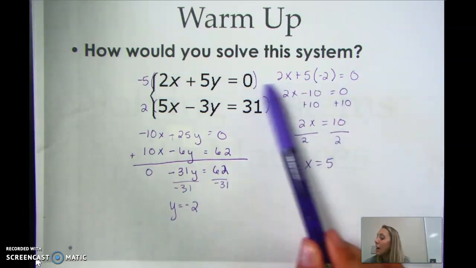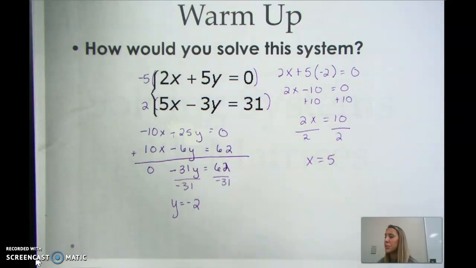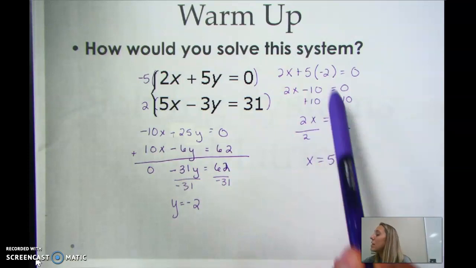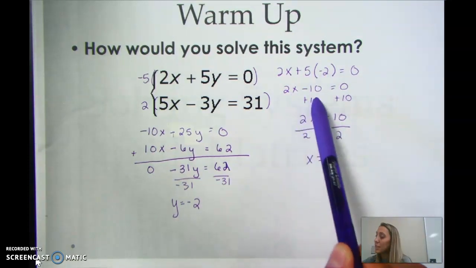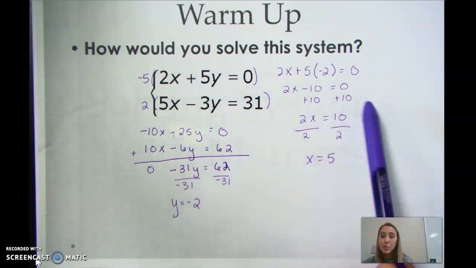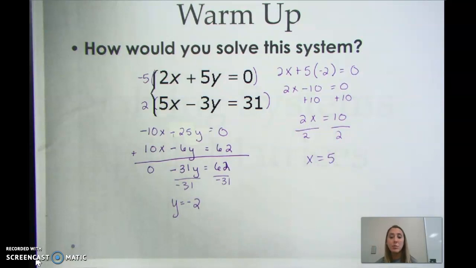Then I took what I got and plugged it into the original equation. I just chose the first one. I could have done the second one; it wouldn't have mattered. I knew what y was and it would work no matter what. So I plugged it into the first one, and I ended up with 2x minus 10 equals 0. I add 10 to both sides. Then to get the x by itself, I divided by 2, and ended up with x equals 5.